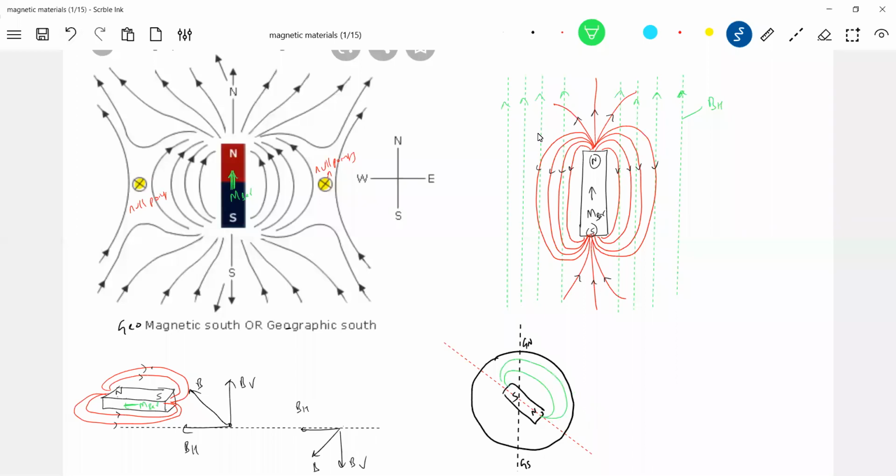Now what are the green color lines? I'll show on one side. No problem. Please do remember this diagram. This is something very important here. Now how should the lines of force be? Outside, from north to south. Inside, it will be south to north.